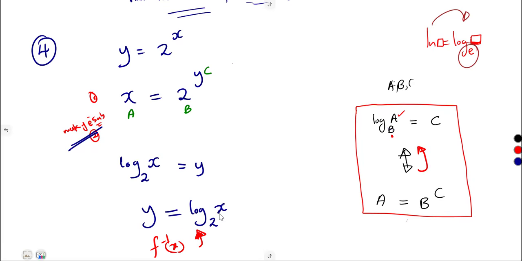So as we can see, it is truly what we expected. The inverse of an exponential is a log. As we saw, a log changes to an exponential, so an exponential changes to a log as an inverse. So this is what you need, guys.